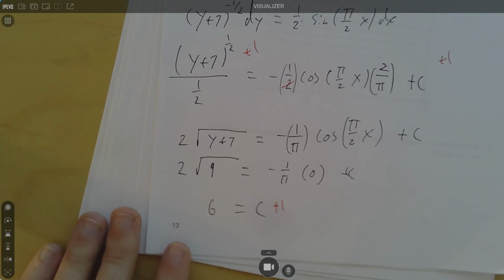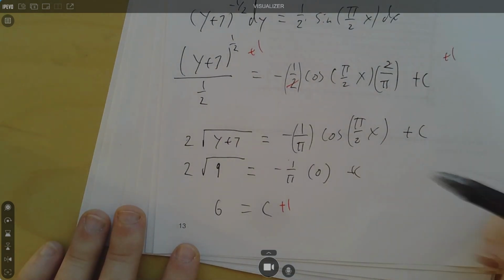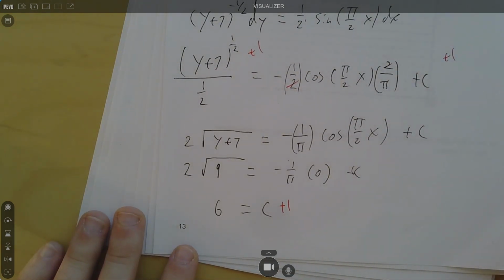Okay. Gotta know those basic trig functions, guys. Gotta know cosine pi over 2 is 0.